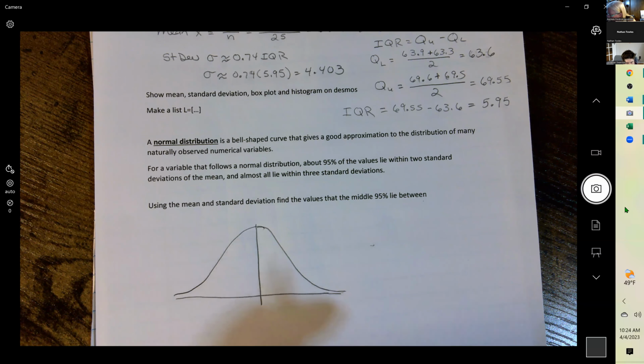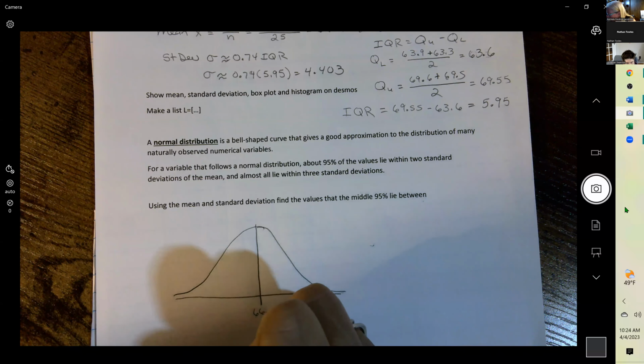The mean was 66.41. And then they break it up. I think in another section, we get into more of the percents that are under the curve. But this is your units that you count by as the standard deviation, which would be 4.4. And so we'd be counting by 4.4.